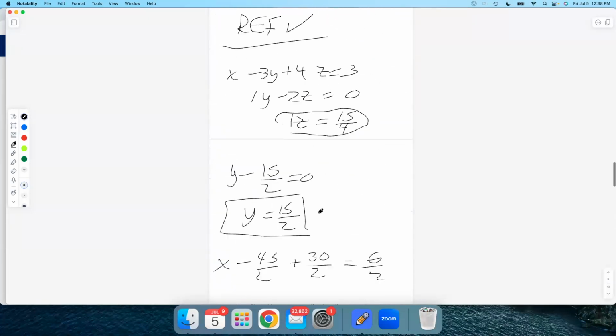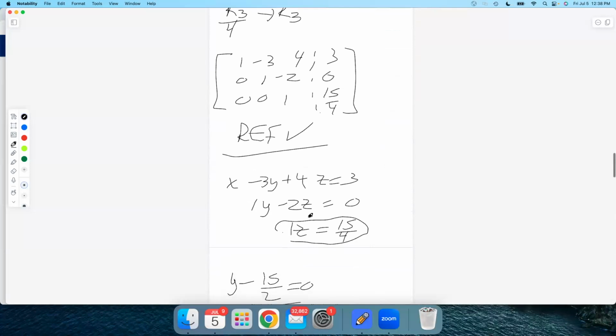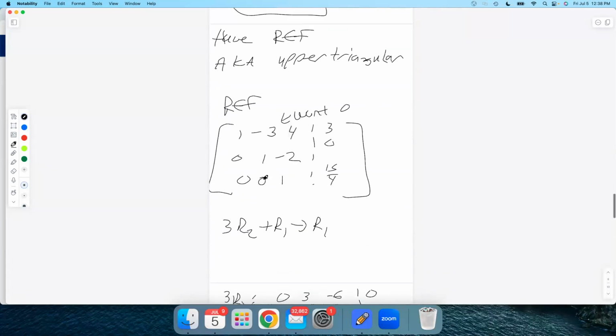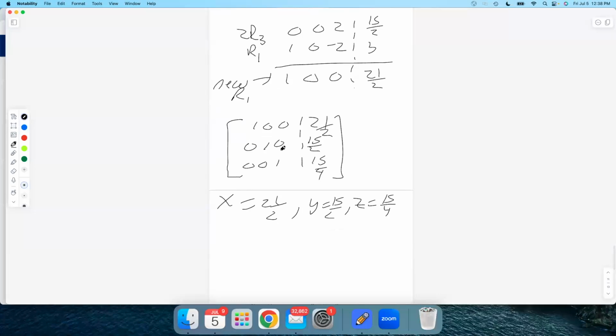Once I was in row echelon form here with ones along the main diagonal and zeros below that, I could just use back substitution. I got to do a little more arithmetic and algebra, but I can still solve for x and y by substituting back in. If we go all the way to row reduced echelon form, our answer is here.